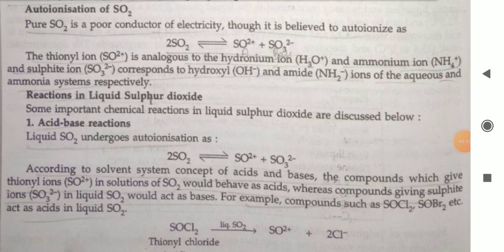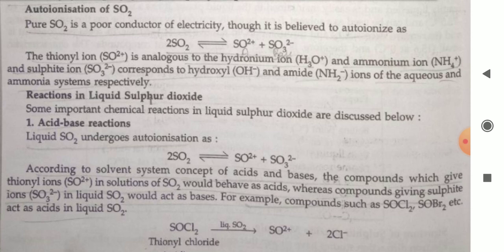Autoionization of SO2. Pure SO2 is a poor conductor of electricity, though it is believed to undergo autoionization. 2SO2 gives SO2 2+ plus SO3 2-. The thionyl ion is analogous to the hydronium ion and ammonium ion, and the sulfite ion corresponds to the hydroxyl and amide ion of the aqueous and ammonia systems respectively.